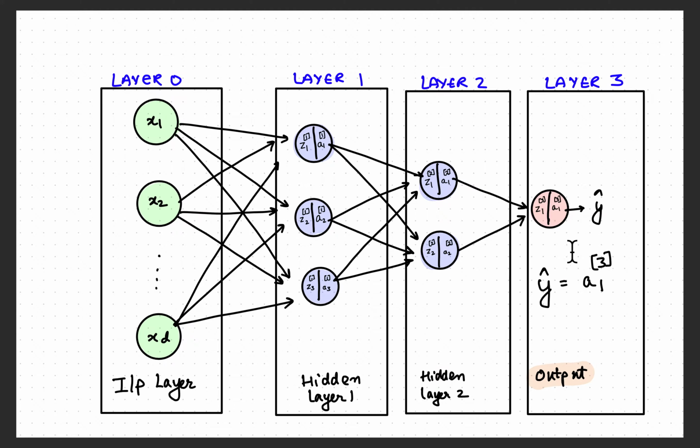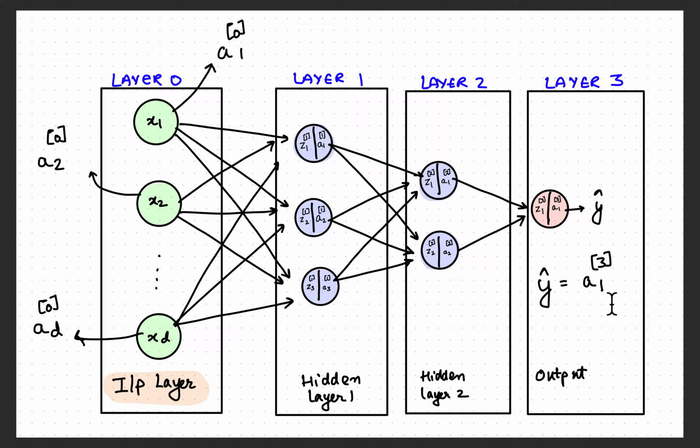And finally, in layer 3, in this particular example, we calculate the summation term Z superscript square bracket 3, because this is layer number 3, and since we have only one node, the subscript is just 1. Correspondingly, we have A superscript square bracket 3 and subscript 1, which is also our y hat. We can write y hat as A superscript square bracket 3 subscript 1, which is our output.